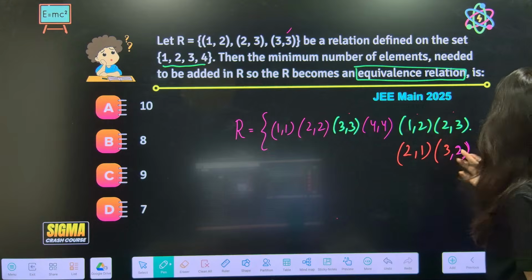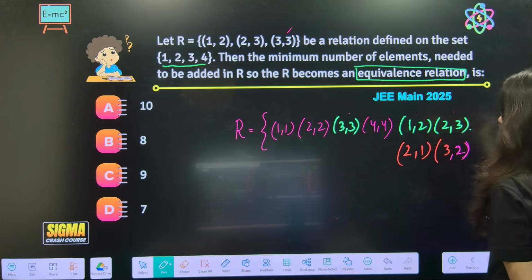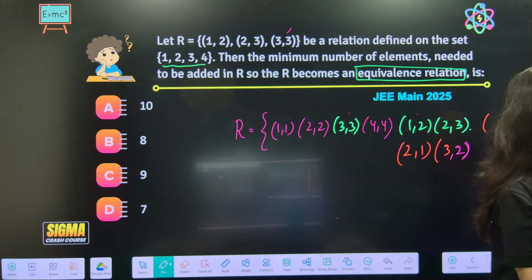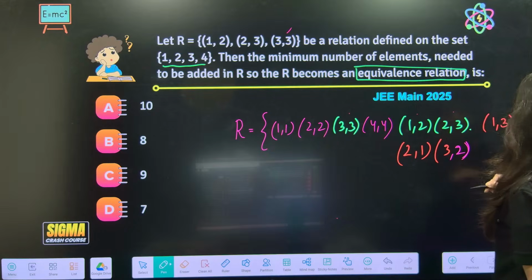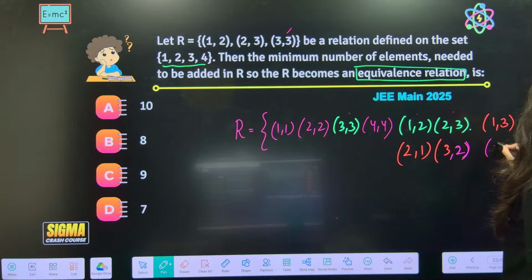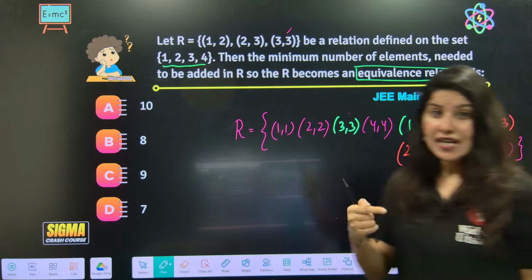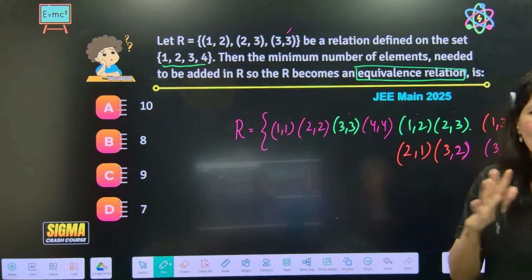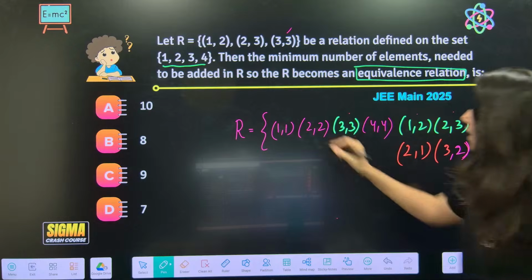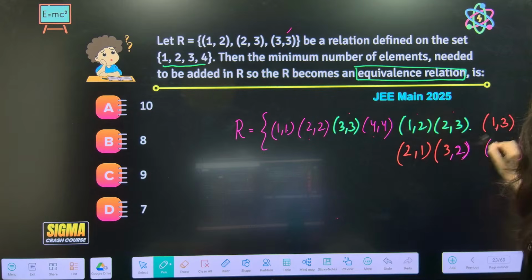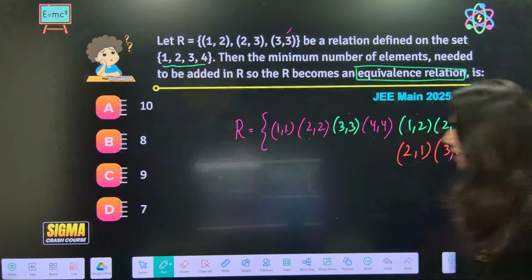Again, now can you see (1,2), (2,3) is there. So where is (1,3)? Because of transitivity. But the moment you make this transitive, symmetricity got disturbed, so (3,1) needs to be added. Can you see a similar question? JEE Main has replicated from my notes. Similar exactly. 1, 2, 3, 4, 5, 6, 7. So 7 is the answer. Yes, option D.